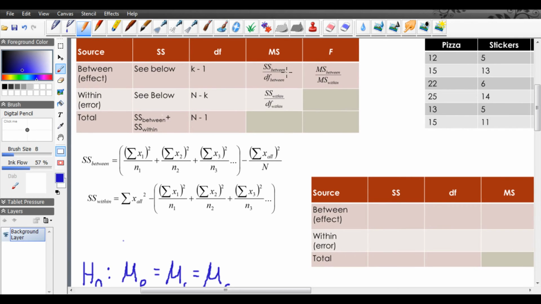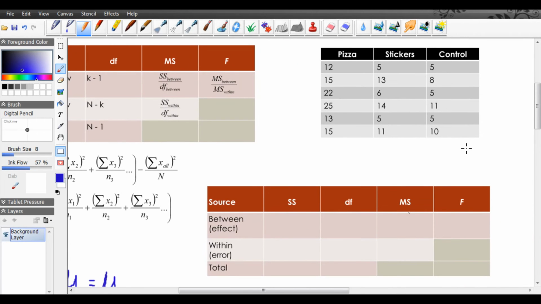So we have to get started with the calculation. So we're going to start with SS between. SS between, remember we calculate by taking the sum of each scores in each group, squaring it, and dividing by n. So let's go ahead and first we need to sum up the scores in each group. So in the first group, the pizza group, sum of x group 1 equals, adding up all those scores, you get 102. Sticker group, adding up all the scores, get 54. And then finally the control group, adding up all the scores, I get 44.